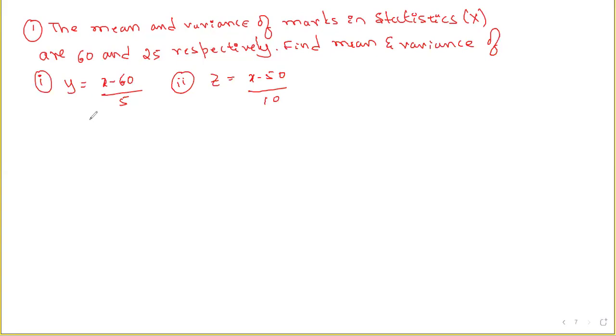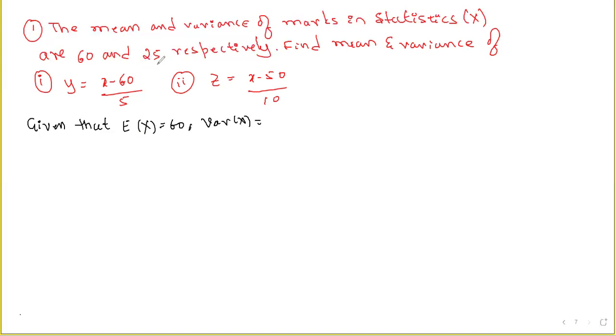So we need to find the mean and variance of y here, right? And what have they given? They gave the mean of x. Mean of x is 60 and variance of x is 25, right? So now, what have they given? Okay, given that expected value of x, that is nothing but the mean, is equal to 60, and they gave variance of x.